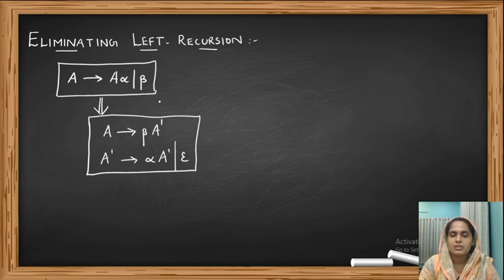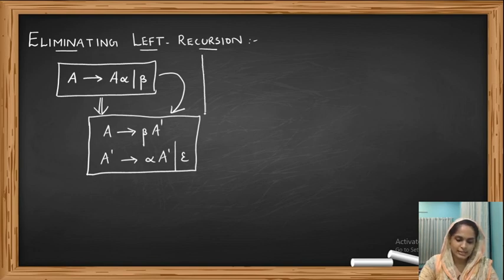Okay. So now just understand that if a grammar is of the form A produces A alpha bar beta, then we call that grammar left recursive. And in order to eliminate that left recursion from that grammar, we have to convert that production into this form: A produces beta A dash and A dash produces alpha A dash bar epsilon. Here the variable A dash is a new variable that is introduced by us.